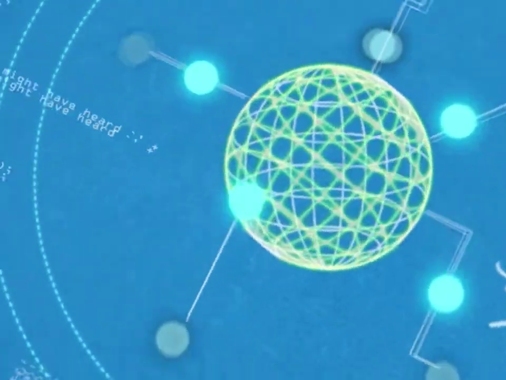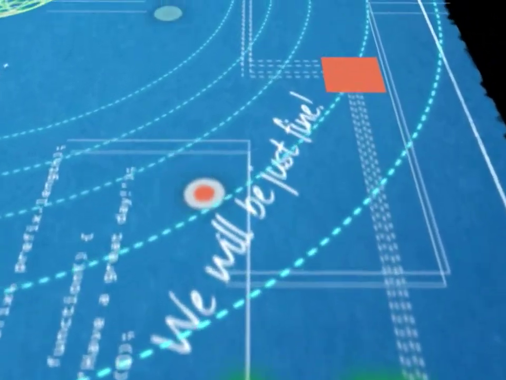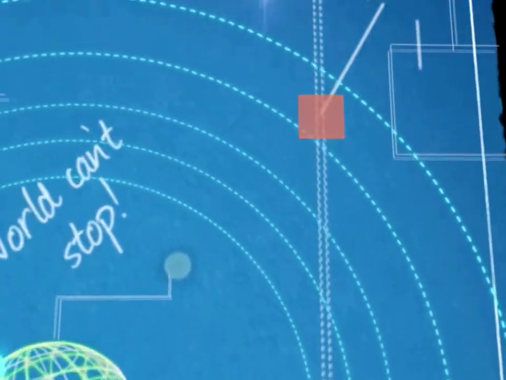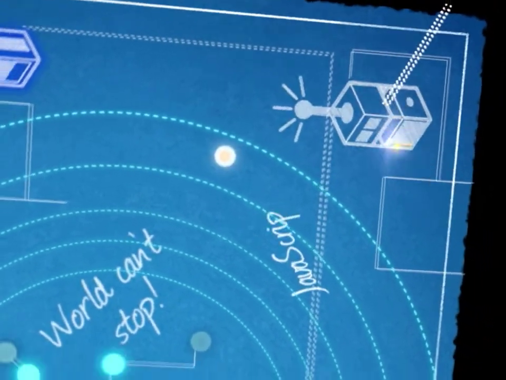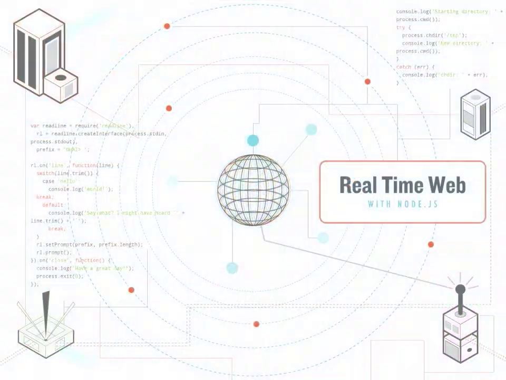With the non-blocking model, we will be just fine. Built on Google Chrome's V8 runtime. And all you need to do is write some JavaScript code and use the real-time web with Node.